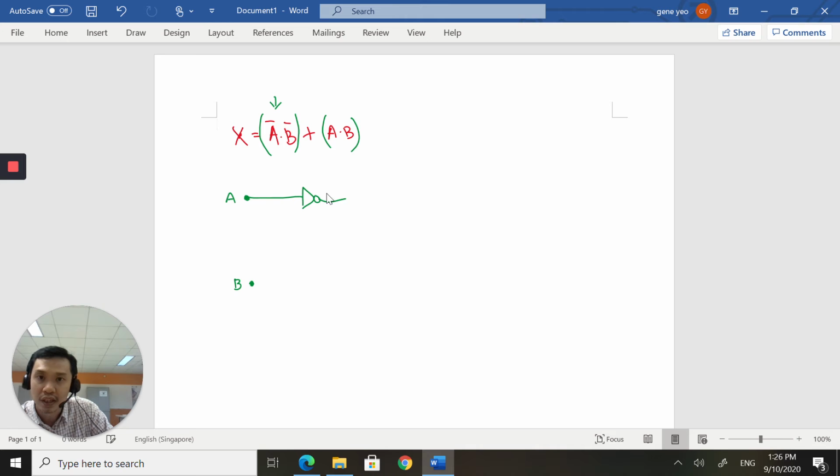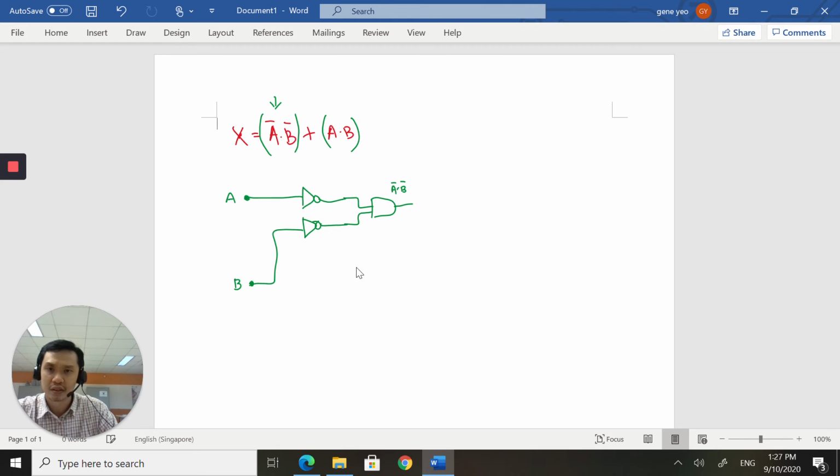I also need a B NOT. So let's draw another NOT gate here, and this time, this goes to B. So this becomes my B NOT. And these two will be ANDed. The dot is an AND. So let's draw an AND gate here, like this. Now, you notice that I am making sure all my lines are either horizontal or vertical lines. So this is my A complement and B complement. Okay, so I've settled this.